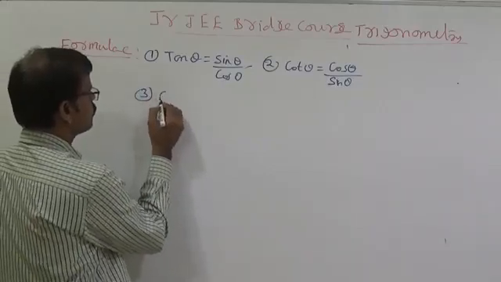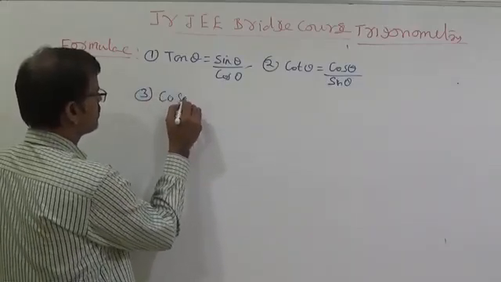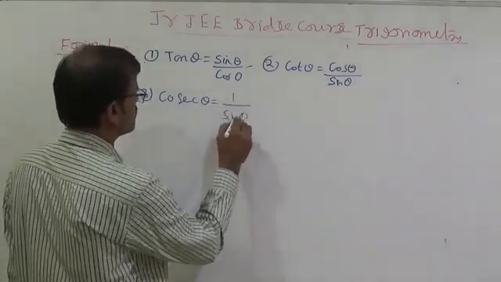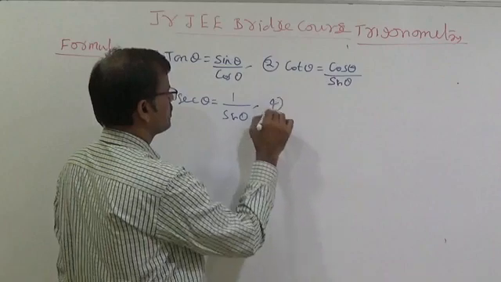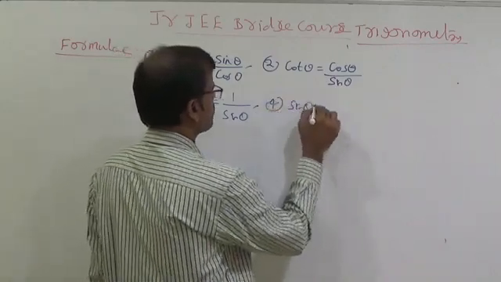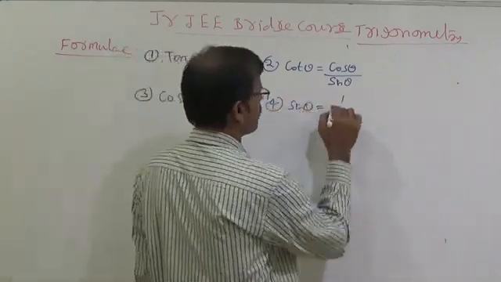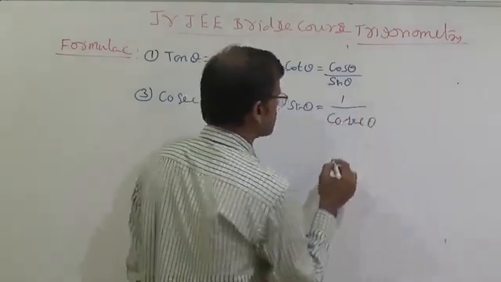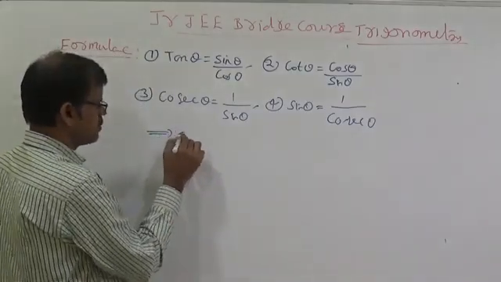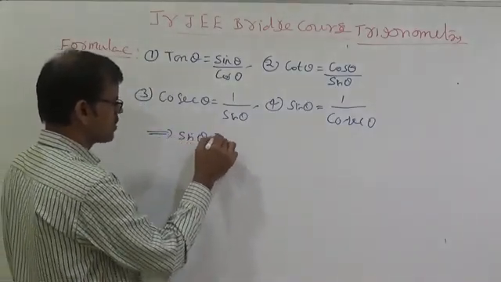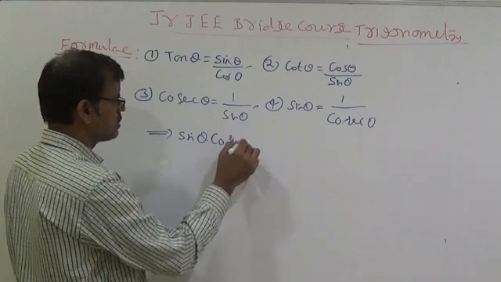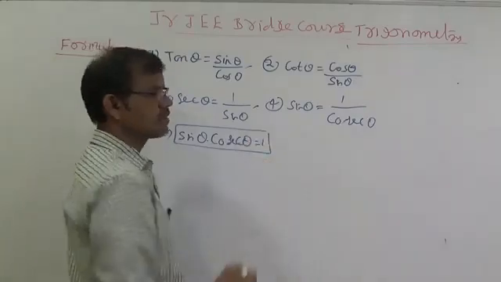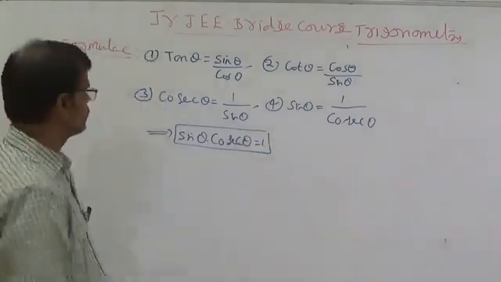Third one, cosecant theta is equal to 1 by sin theta. Fourth one, these are called reciprocals: sin theta is equal to 1 by cosecant theta. That implies, sin theta into cosecant theta is equal to 1.